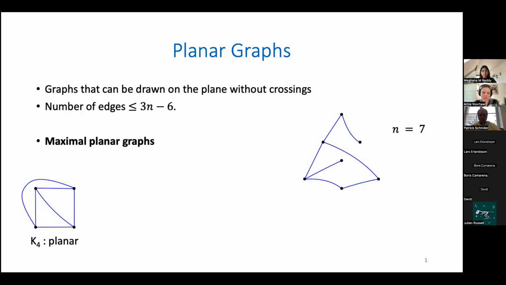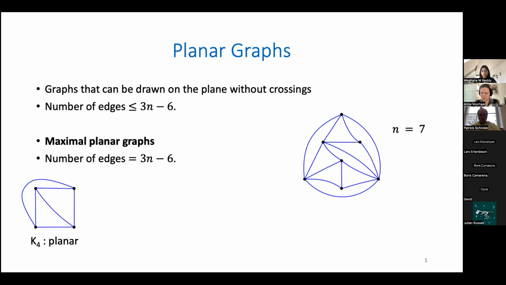This has 7 vertices. We can add some more edges, and more edges. And in this particular drawing, we see that we cannot add more edges. Addition of any edge creates a crossing. So for this drawing, we cannot add any more edges.